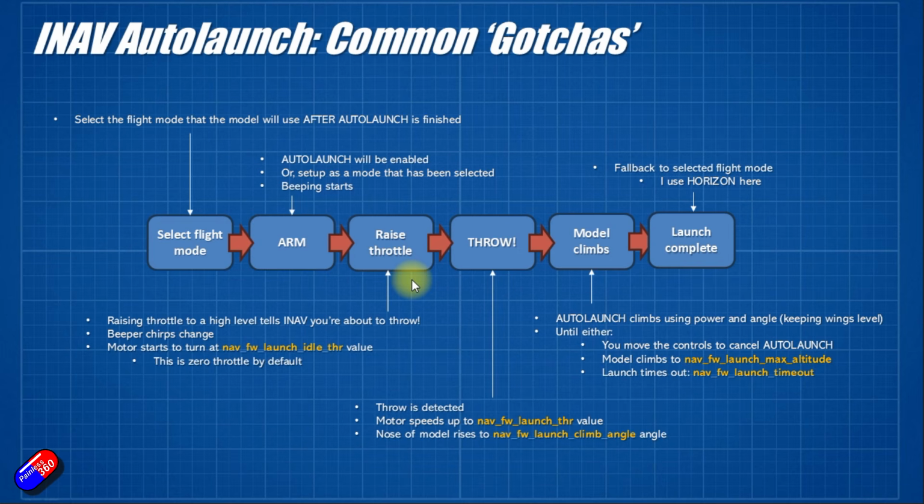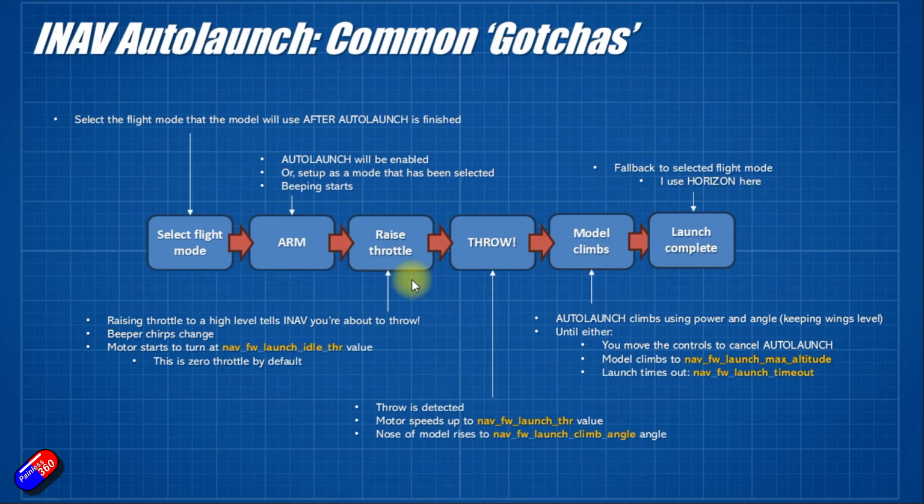And again, this catches a lot of people out because they complain that, oh, my motor isn't running. Well, that's because the beeping is going on. You're in auto launch mode. However, you will notice that the chirps will change. The beeping will change to a different mode to let you know that now it is ready to detect the throw, and you need to be super careful about this. Once you've raised that throttle, you need to be ready to chuck it into the air. I like to have INAV FW launch idle throttle at a value that's going to spin the prop.